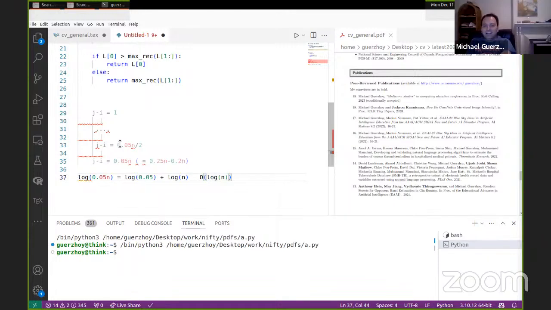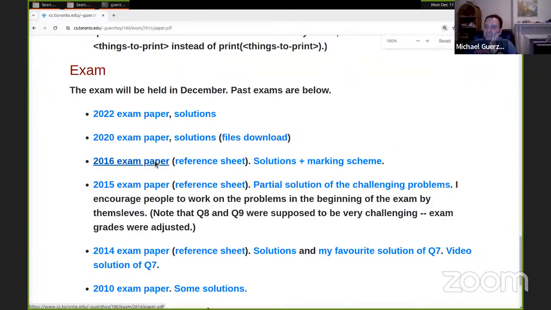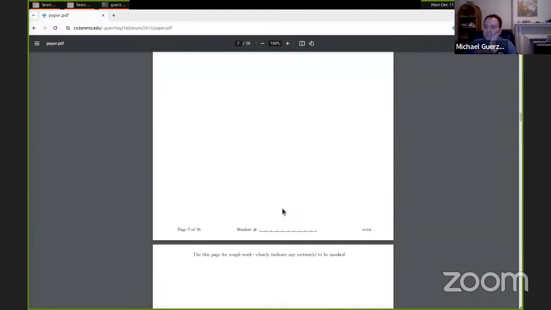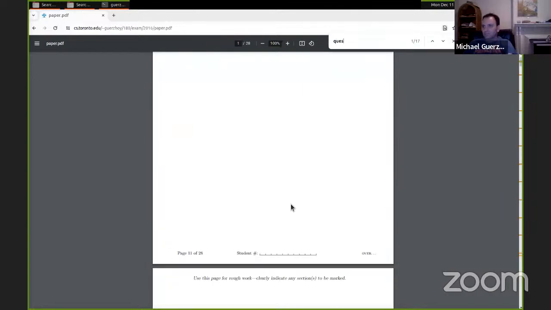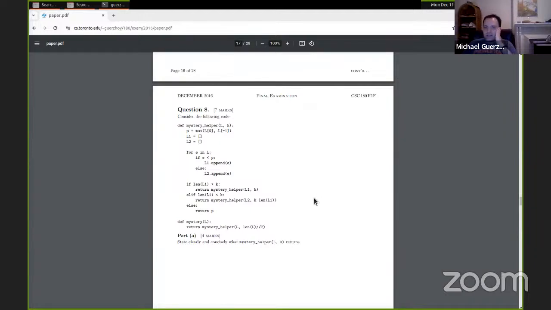Okay. 2016 QA. What do you mean if the conditions are not symmetric?